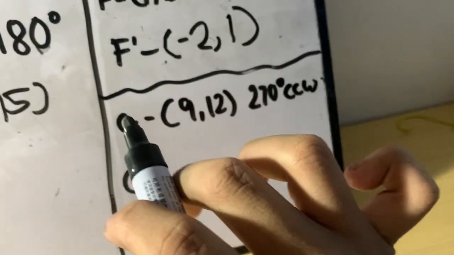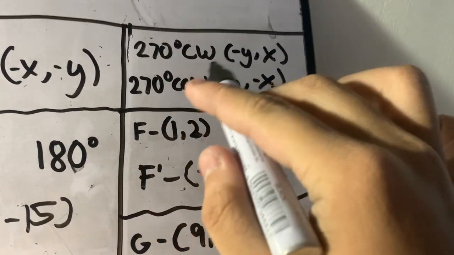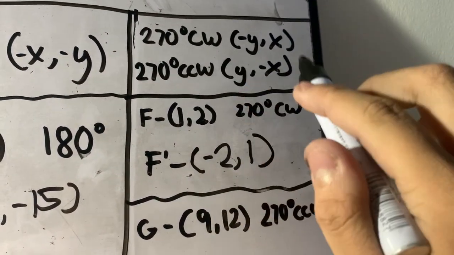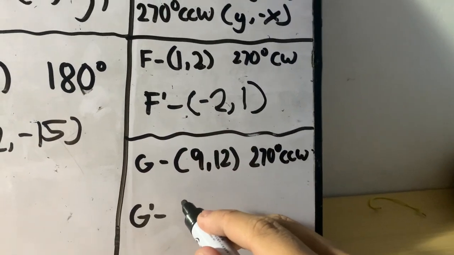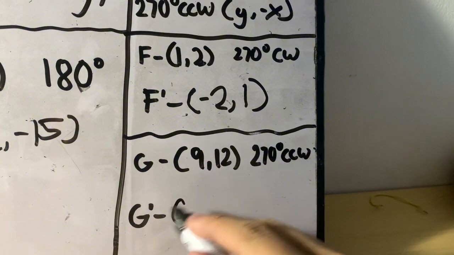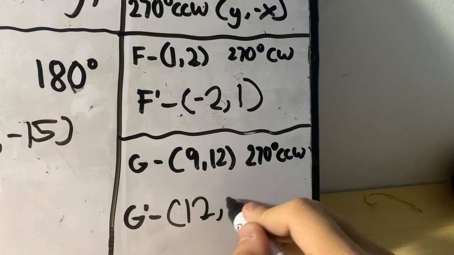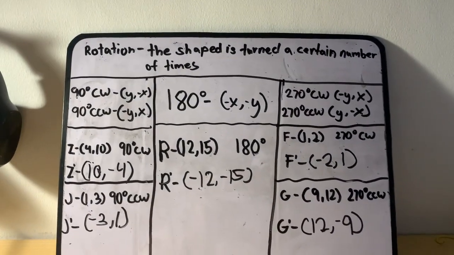Next. 9 and 12, so 270 counterclockwise. So, anong ruling nasa counterclockwise? Si y ang magiging retained and si x naman ang magiging negative. So, we'll have g prime is equal to 12. And now, our negative 9. And boom, you're finished. That's what rotation is.